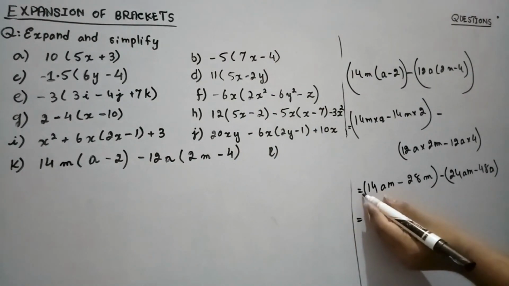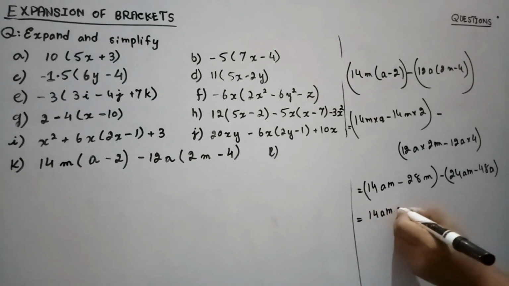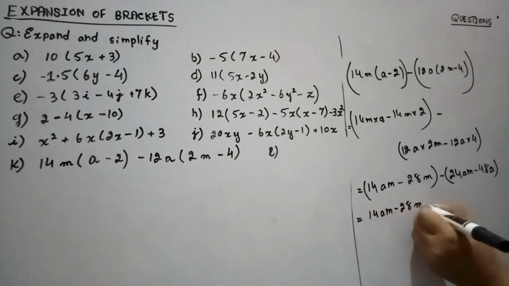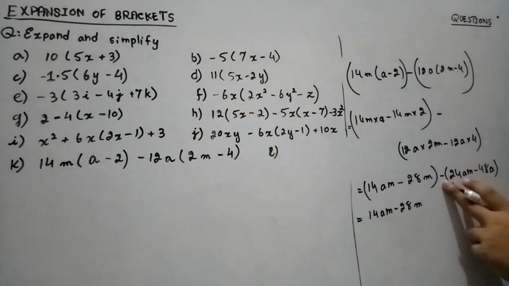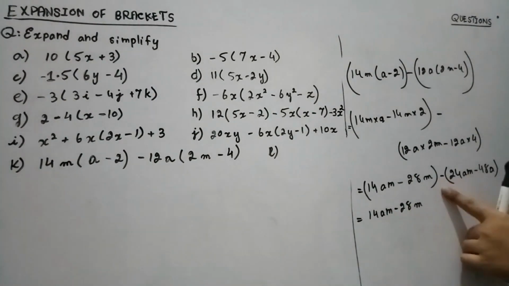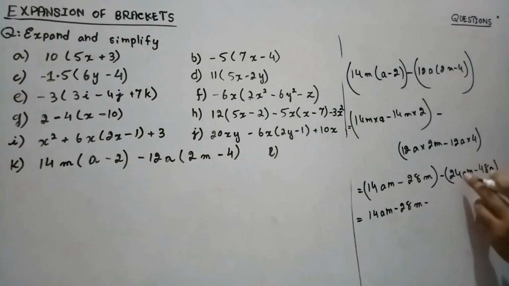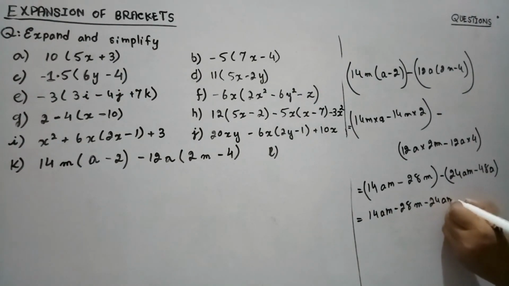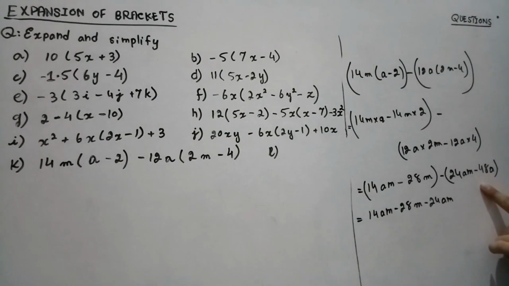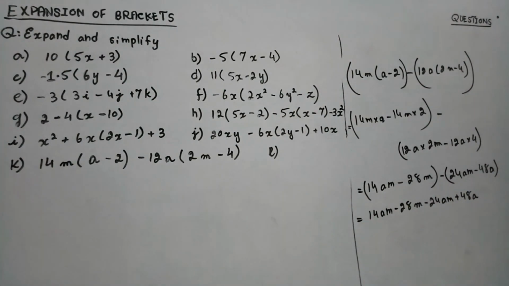Now here we have this one. First of all, here we have a positive sign, you can see, so I can just write it as it is, because a positive sign will have no effect on it, so I can remove the bracket also. But here we have a negative sign, so this negative sign will invert the signs of this bracket. Here we have a positive 24am, so it will be a negative 24am. Here we have a negative 48a, so it will be a positive 48a. Clear? So now we can add or subtract the like terms.